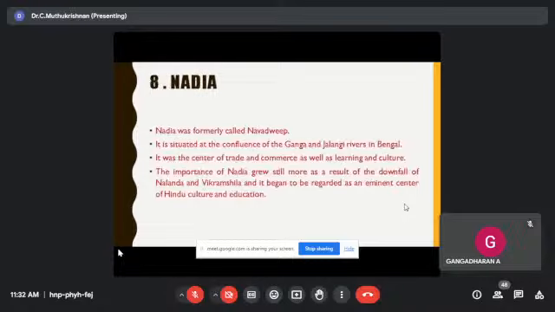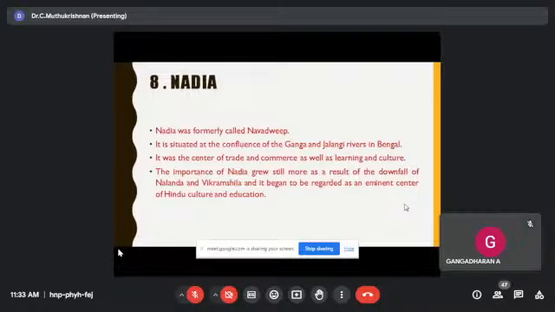And the eighth one is about Nadia, formerly called Navadip. It is situated at the confluence of the Ganga and the Jalangi rivers in Bengal. It's a very important note, just note it down. It was the center of trade and commerce as well as learning and culture. They gave much importance to trade and commerce as well as learning and culture.